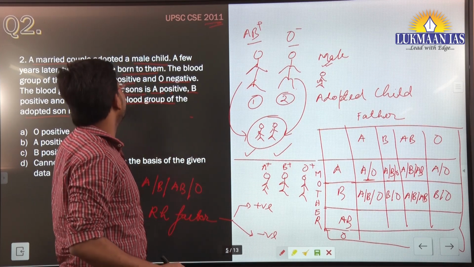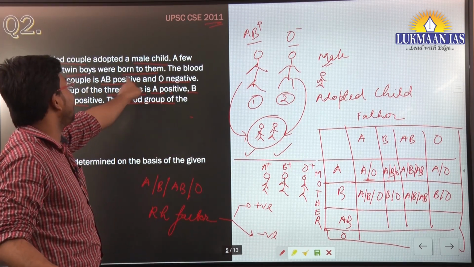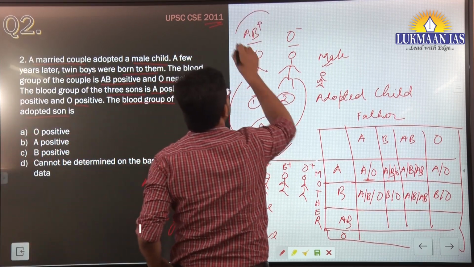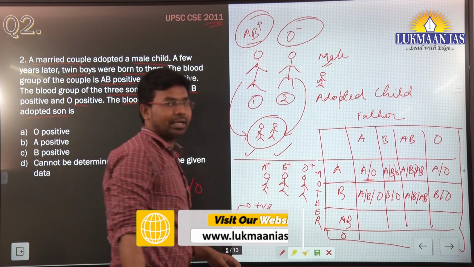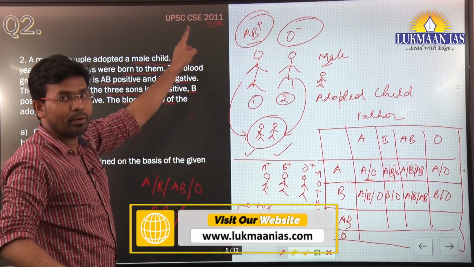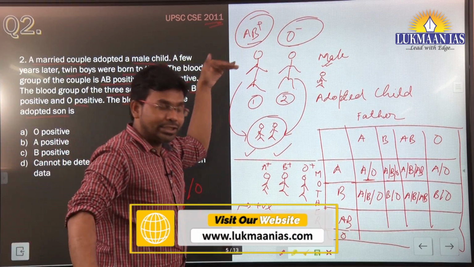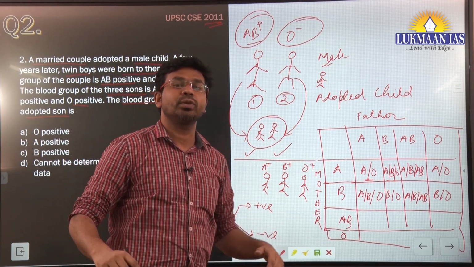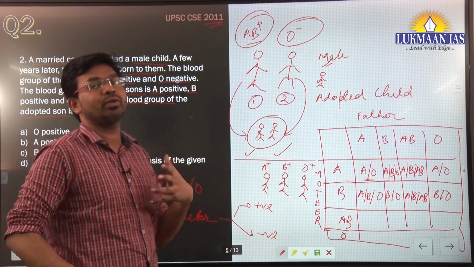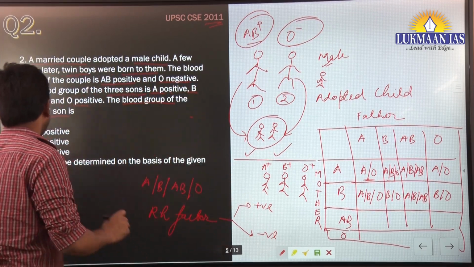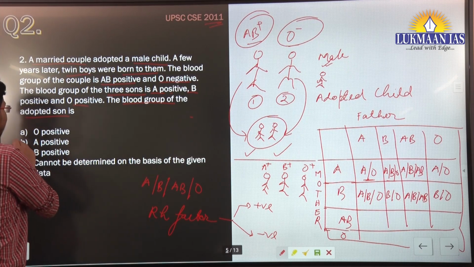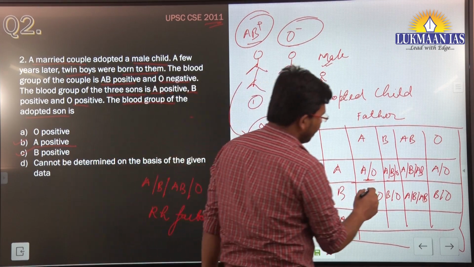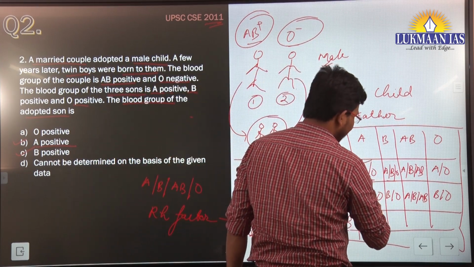If one of the parents has positive Rh factor, like AB positive, and the other parent has negative Rh factor, then the children are going to have positive Rh factor only. The positive Rh factor will be dominant over the negative Rh factor. So the blood group of the children can be A positive or B positive.